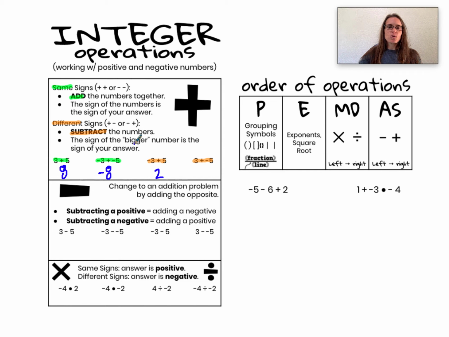So by bigger in quotations, I mean bigger in absolute value. So ignoring this negative, 5 is bigger than 3, and so my final answer is positive because the 5 is the bigger number and it's positive.